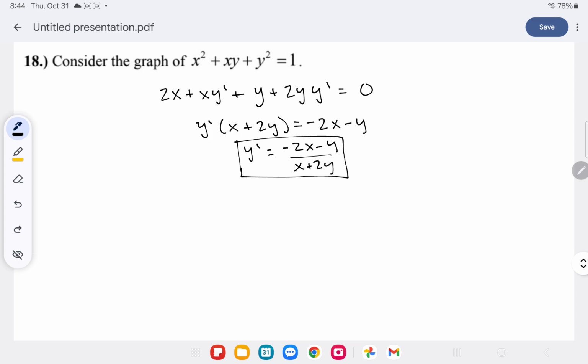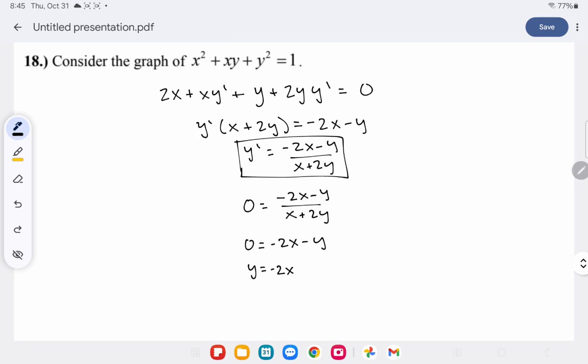And I actually like part C on this one. It says find all the x values where the tangent line is horizontal. So if we want the x values where the tangent line is horizontal, that's when the slope is 0. So we're going to be setting what we just found equal to 0. And so if I solve this, I get 0 equals negative 2x minus y, which means that y equals negative 2x.